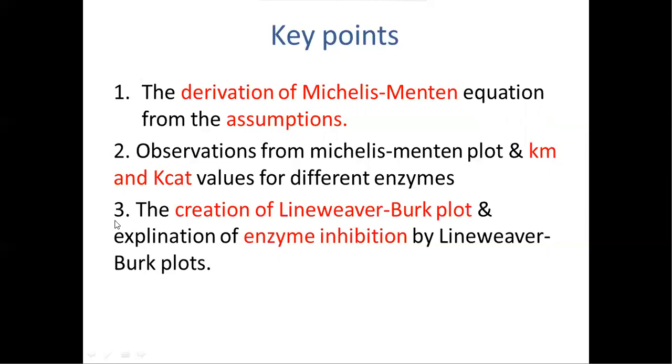The third point is the creation of the Lineweaver-Burk plot. This is a reciprocal plot of the Michaelis Menten plot, and it is very helpful for identifying different types of enzyme inhibition. We have three types of enzyme inhibition: competitive, non-competitive, and uncompetitive enzyme inhibition. So this is about enzyme kinetics.